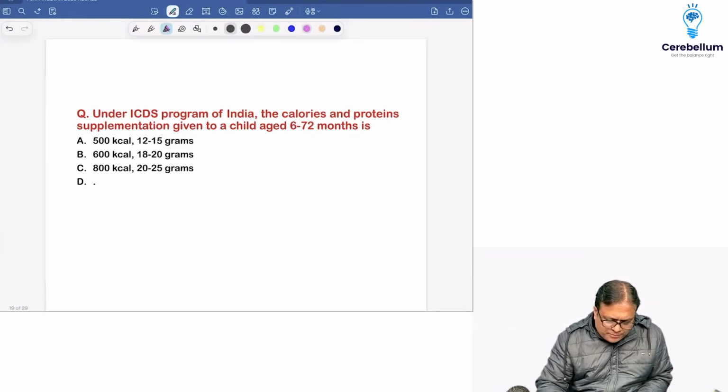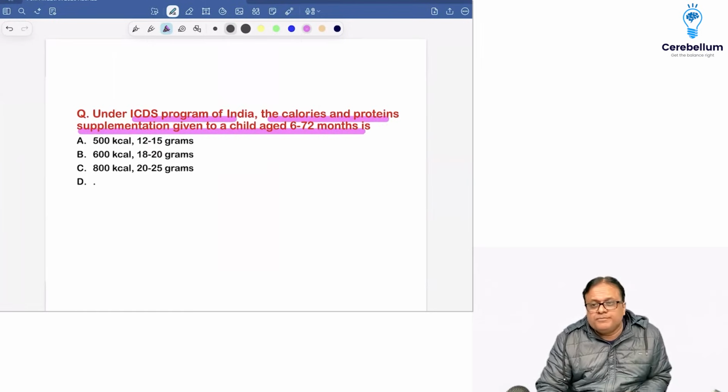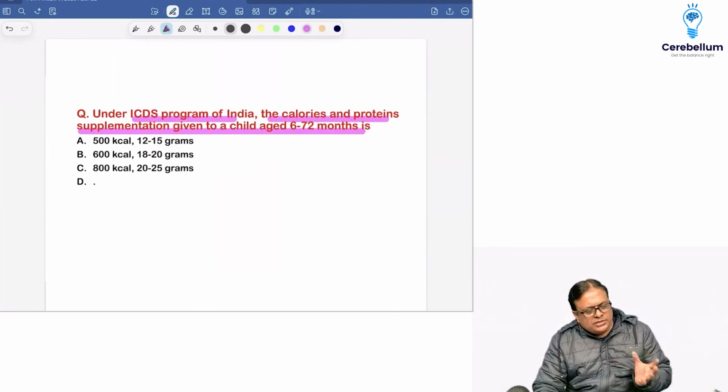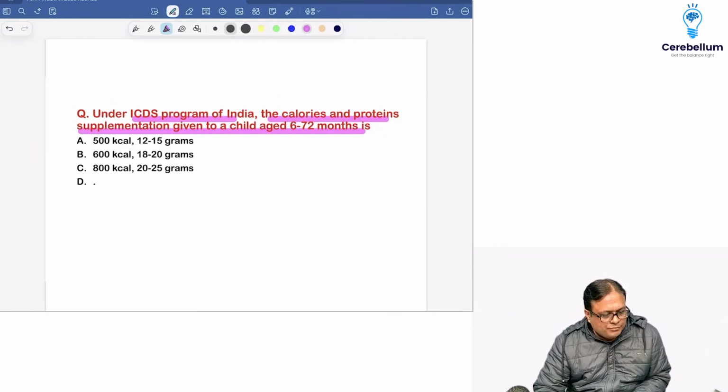Okay, there was a question on ICDS program of India. Please confirm that calorie and protein supplementation to a child 6 to 72 months was asked. Airborne infection, respiratory infections are same. Dr. Musab Nazar, even instead of respiratory, they wrote airborne infection. Both are same. Okay, this question was there.